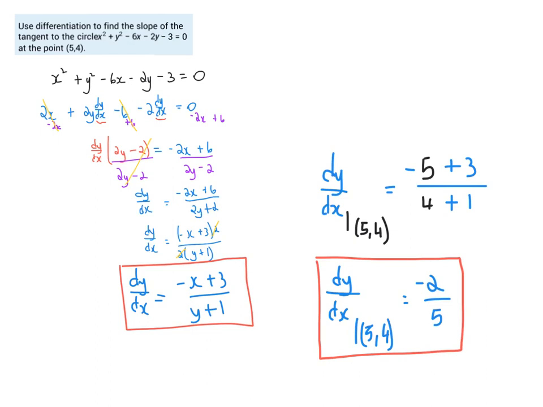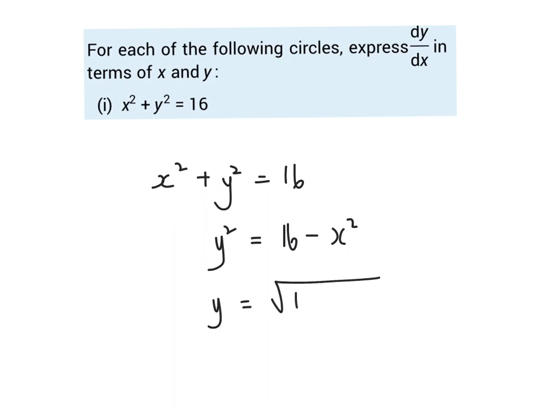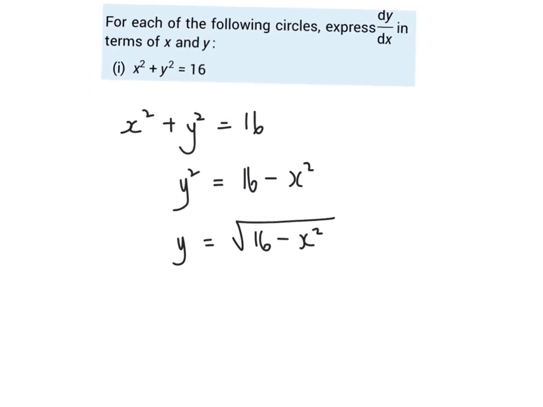Okay, so this is the strongest method for solving implicit differentiation, but I'll show one alternative method in the next example. Okay, so another method is to write this equation as y in terms of x. We start off with x squared plus y squared is equal to 16, and so y squared is equal to 16 minus x squared. So y is equal to the square root of 16 minus x squared. And just to make things easier for ourselves, we can write that as y is equal to (16 minus x squared) to the power of a half.